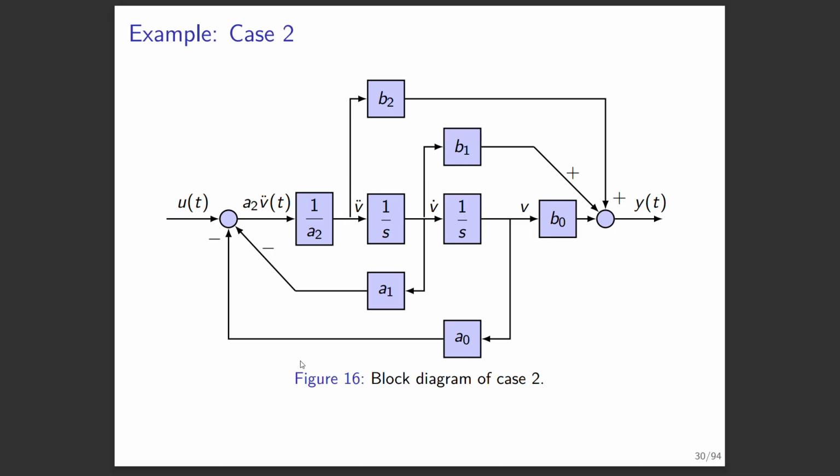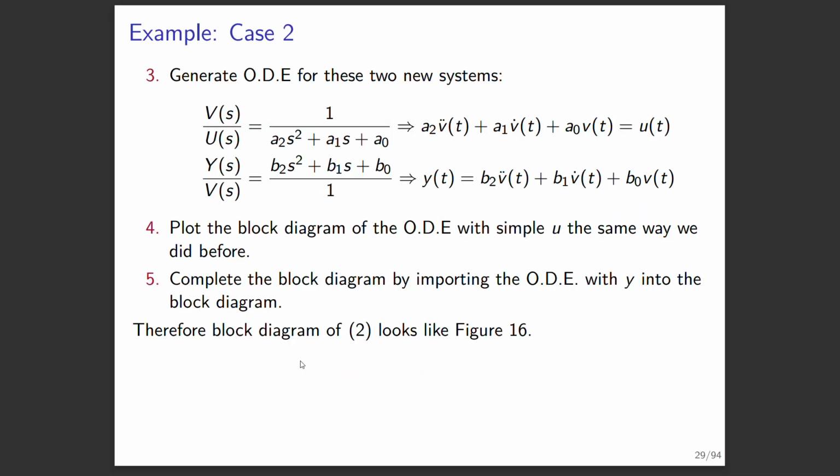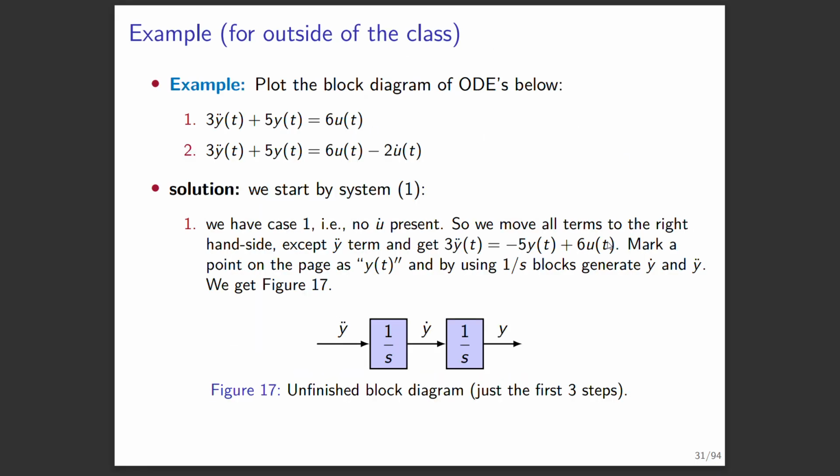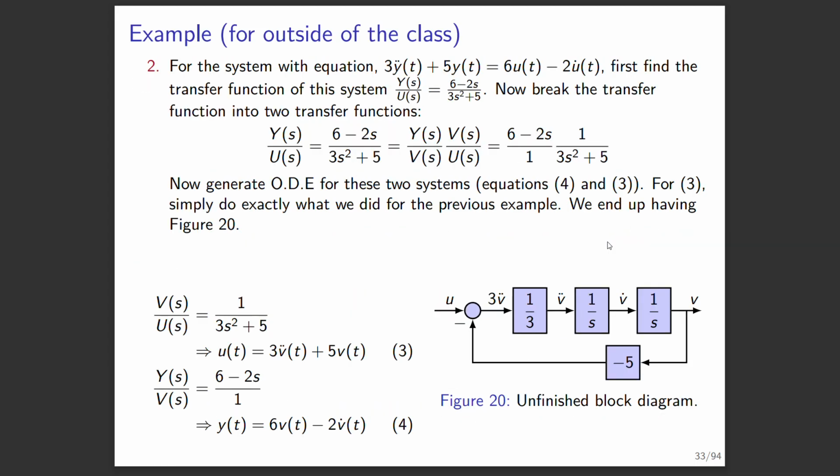Now for the second equation, notice that I need to have y, and then again v dot, v double dot. I already have v dot and v double dot, so I can just mark a point here as y, then add them up, and that gives me the second piece. It's the second differential equation. So for this example, I encourage you to read it yourself. This is the example for case number 2.